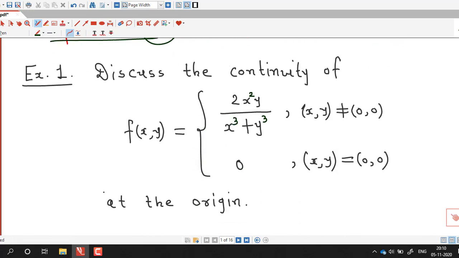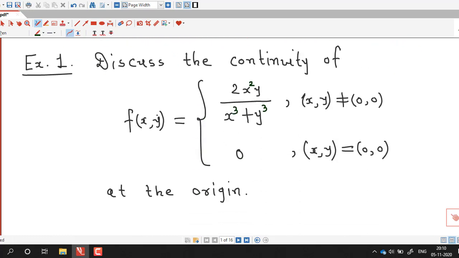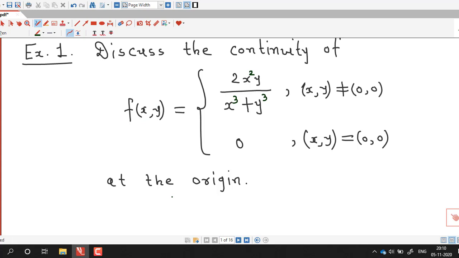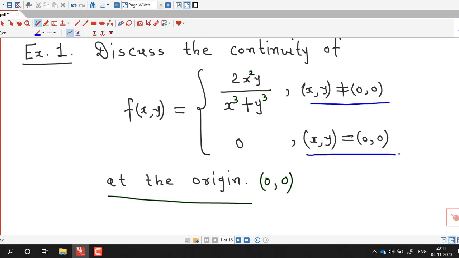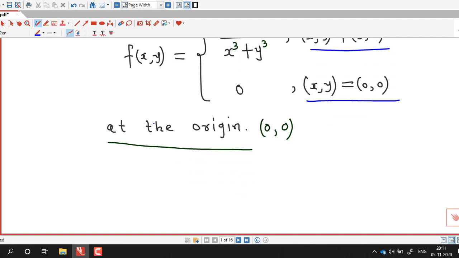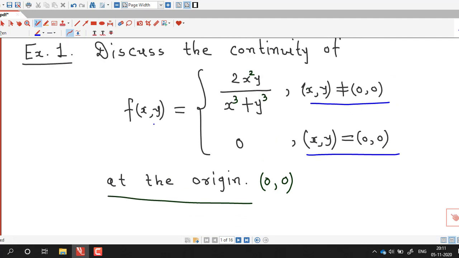So we discuss one example, discuss the continuity of this function at the origin. At the origin means we have to discuss continuity at point (0, 0). And function has value 2x²y over x³ plus y³ if (x, y) is different from origin, and at origin value of function is 0. So we check all the three conditions one by one.